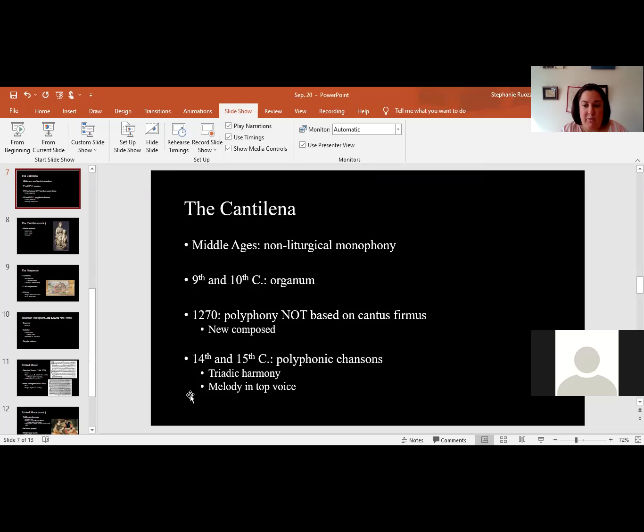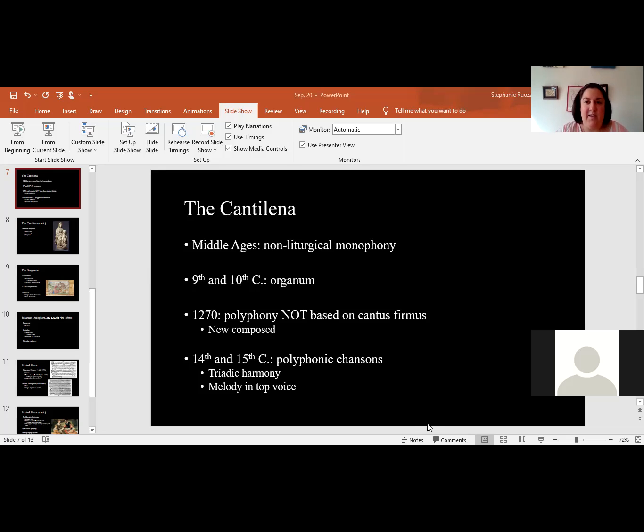Notice with that liturgical music we've been talking about thus far, the melody was in the tenor, right? That cantus firmus was down in the lower voices. With cantilenas, I put the melody in the top voice and then add voices below it. Does everyone get the difference between that? I'm going to take that as a yes.